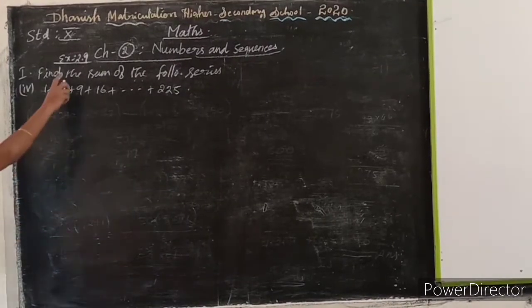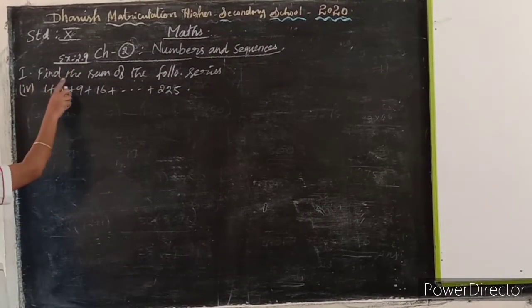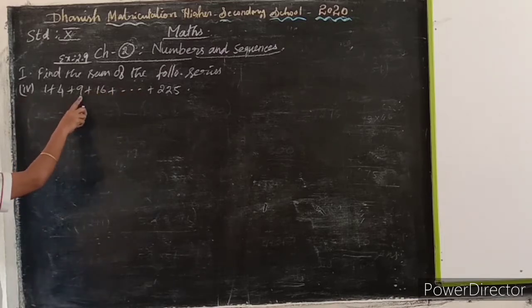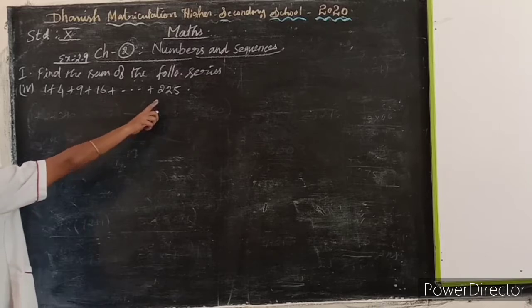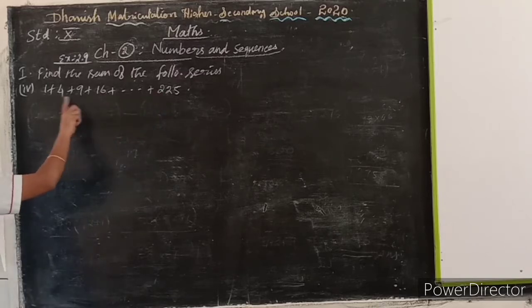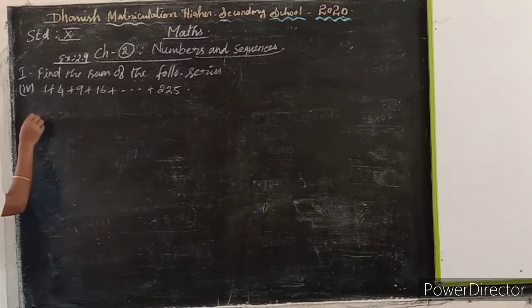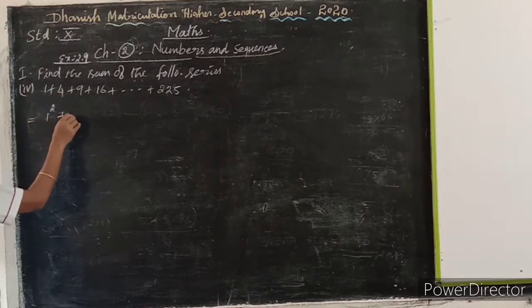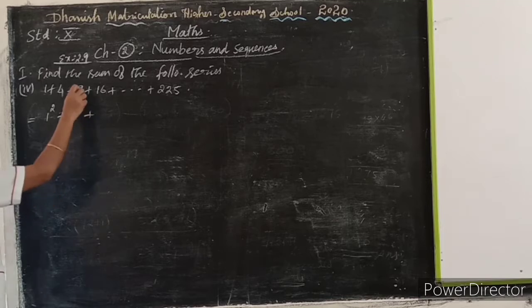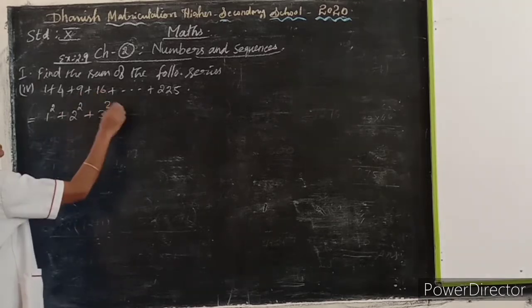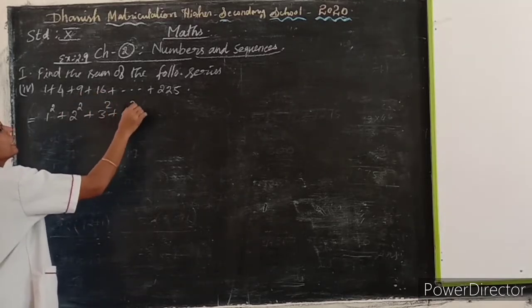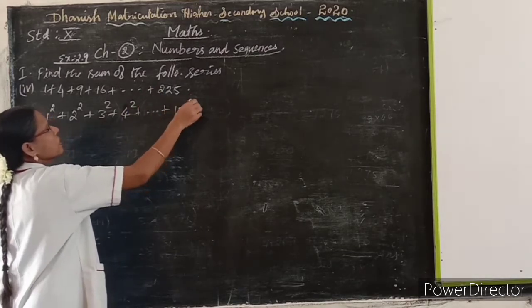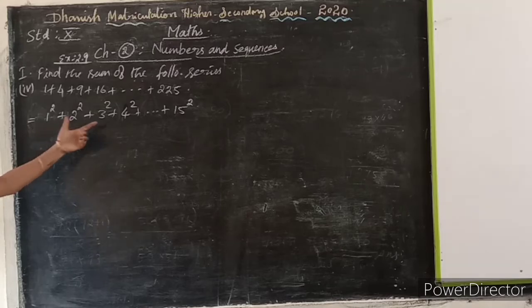Now from exercise 2.9, first question, find the sum of the following series. Fourth subdivision: 1 plus 4 plus 9 plus 16 plus etc. up to 225. All square terms are given. That is, this series can be written as 1 square plus 2 square plus 3 square plus 4 square plus etc. up to 15 square. So find the squares of the first 15 terms.